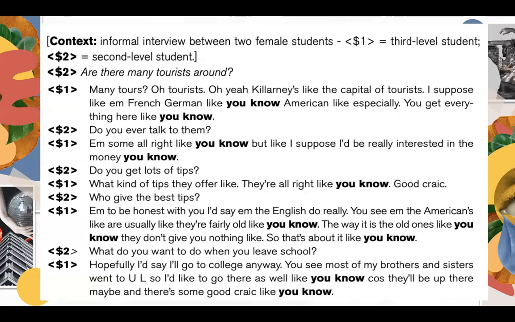So in this extract, Speaker 1 uses "like" on 10 occasions over relatively few utterances, all of which are optional. On each occasion, "like" is not used in a lexical sense, nor is it used to convey uncertainty. Instead, it serves a different pragmatic function.